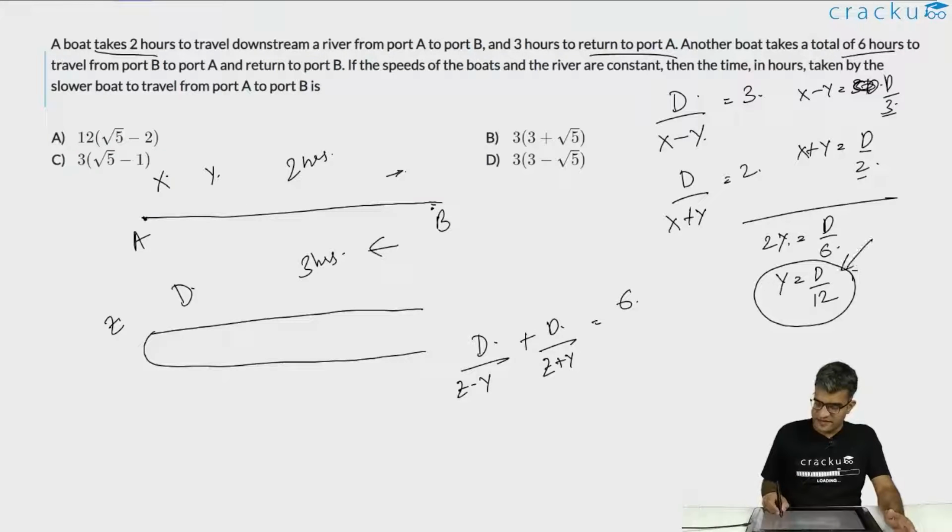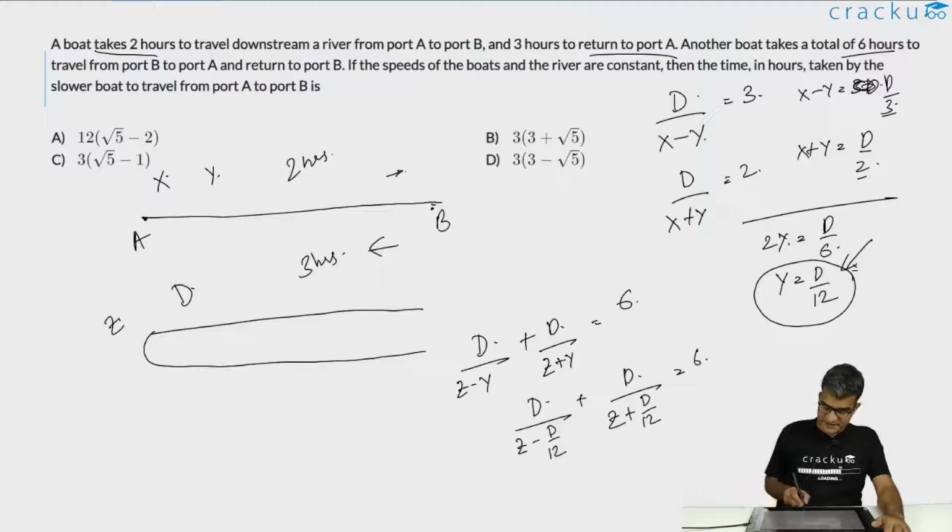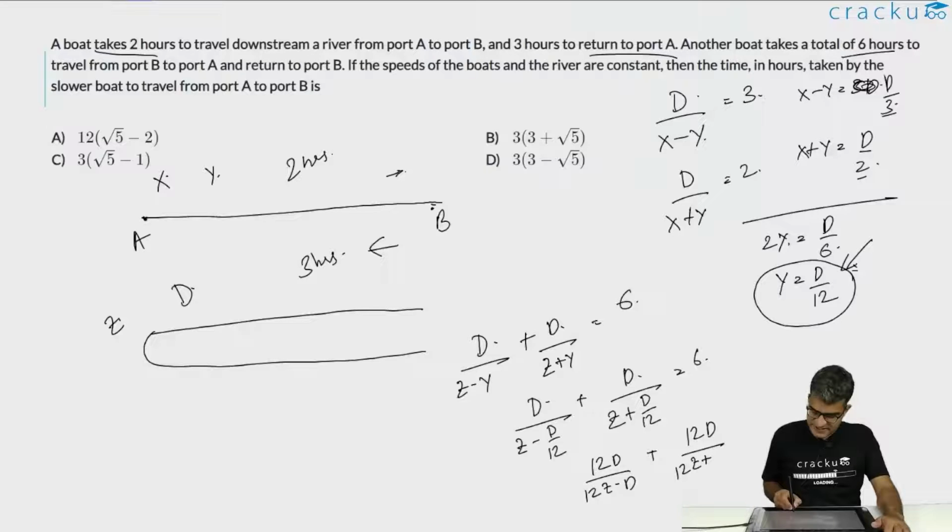But we know that Y, which is the speed of the stream, is D divided by 12. We'll substitute it over here. So what we are going to get is D divided by Z minus D by 12 plus D divided by Z plus D by 12 is equal to 6. We can simplify this. What we are going to get is 12D divided by 12Z minus D plus 12D divided by 12Z plus D is equal to 6.